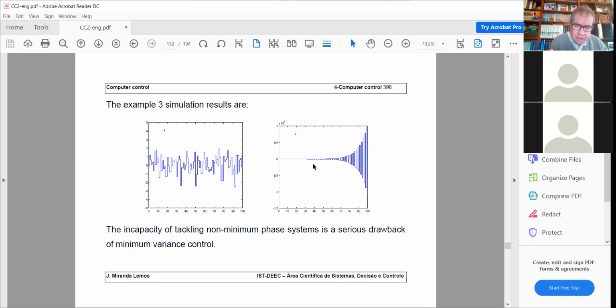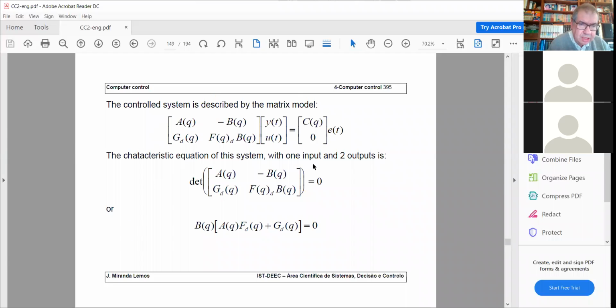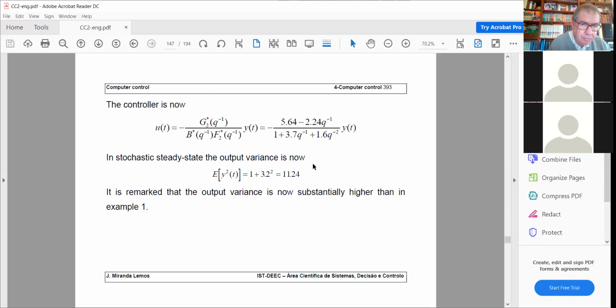So we have two questions. What happens to the poles when you apply minimum variance control? What are the closed loop poles? Let's look at this question. The other question is, how can I modify this law to avoid these instability effects? So let's look at the poles.